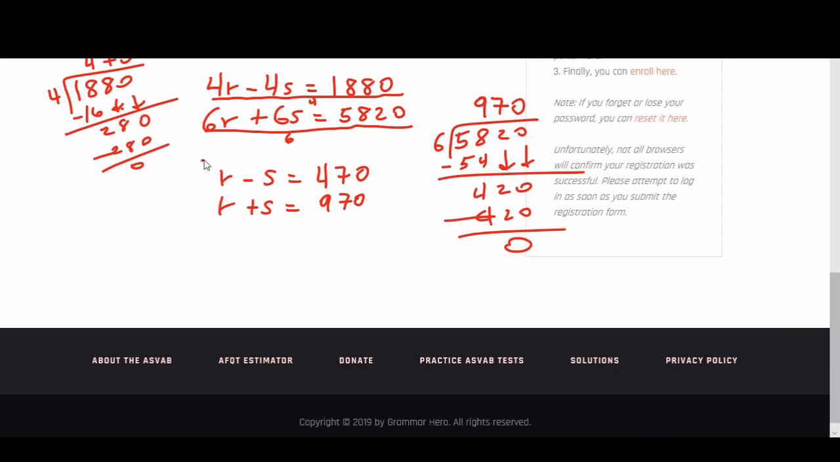Now we have a system of equations we can use to answer this question. More specifically, I'm going to take this bottom equation, add it to this top equation to form a new equation without s that's going to let us solve for r. So let's go ahead and add these two equations.